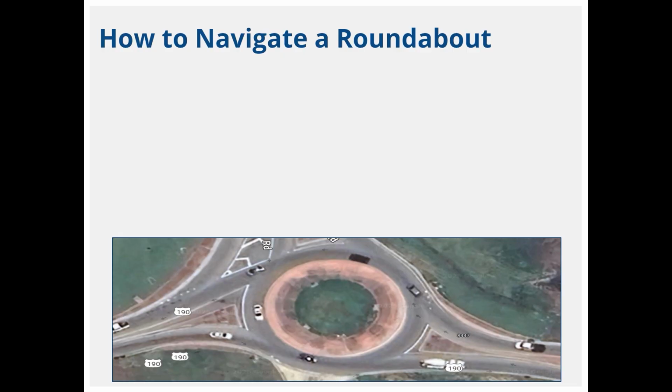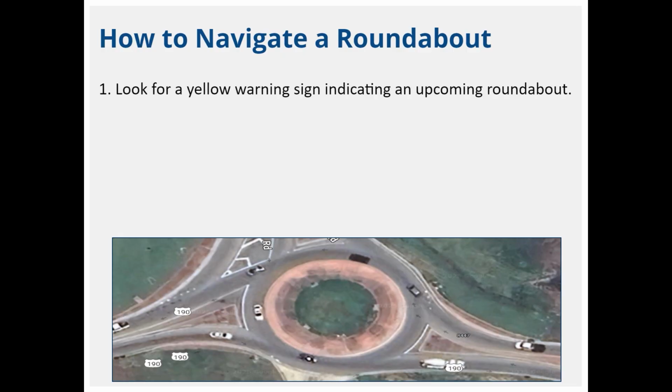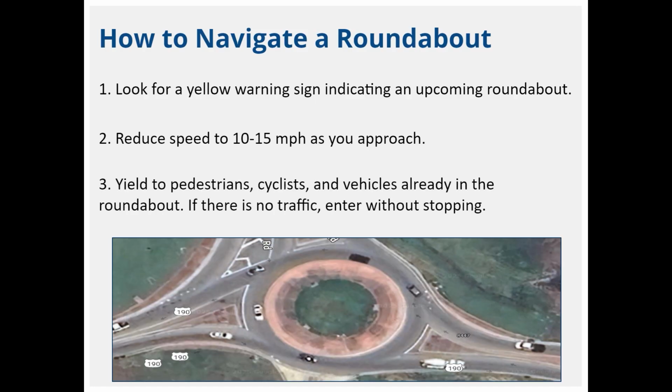How to navigate a roundabout. 1. Look for a yellow warning sign indicating an upcoming roundabout. 2. Reduce speed to 10 to 15 miles per hour as you approach. 3. Yield to pedestrians, cyclists, and vehicles already in the roundabout. If there is no traffic, enter without stopping.